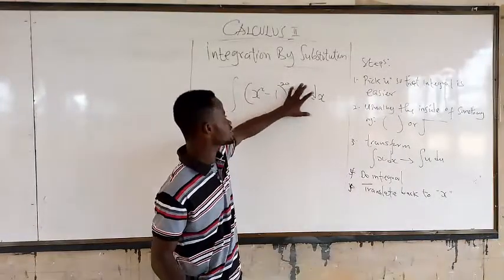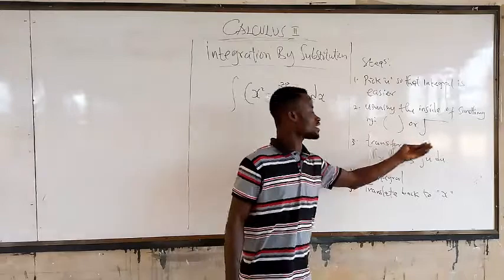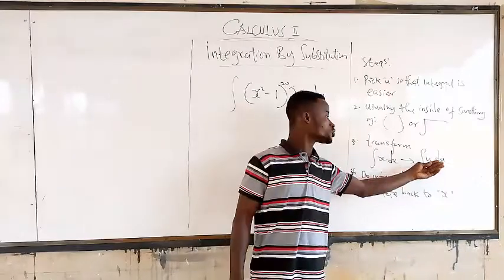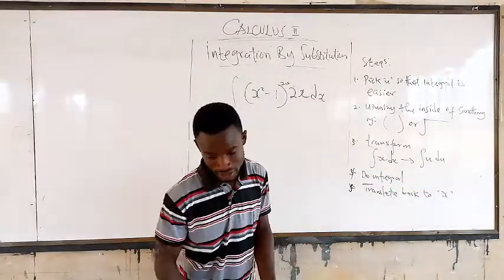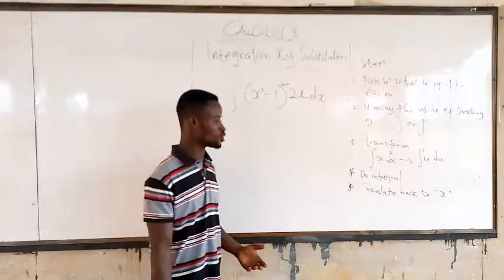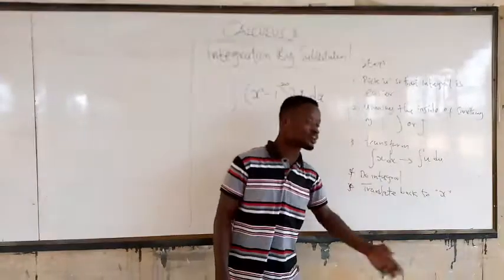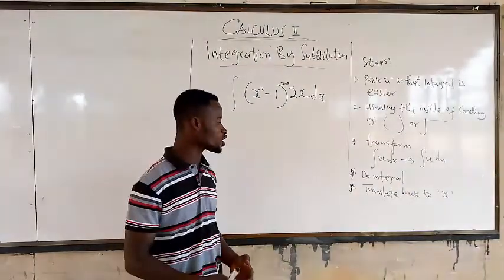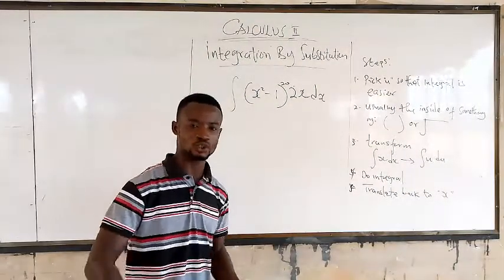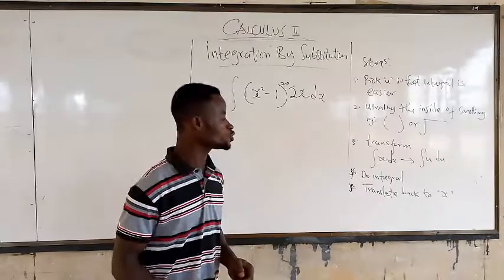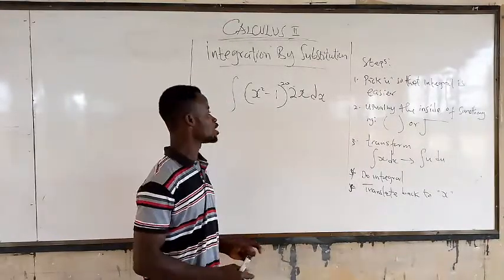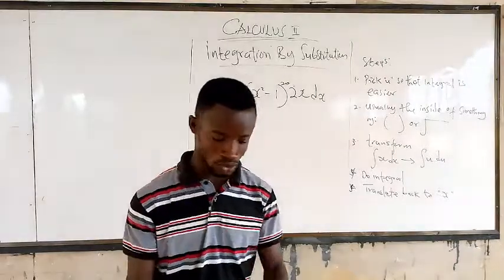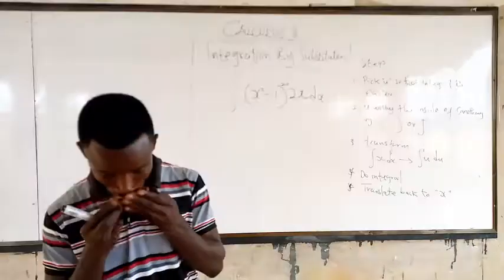This integral is in terms of s. You translate it to u. I will take you through how we translate it and all that. Step 3: do the integral. So you do the integral with respect to u, so your result is going to be in terms of u. But when you are done, you need to translate back to s by doing the substitution. It's not anything difficult.